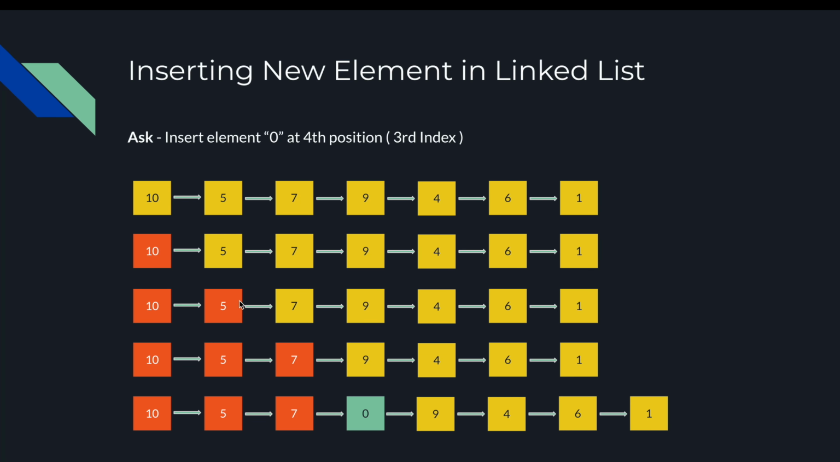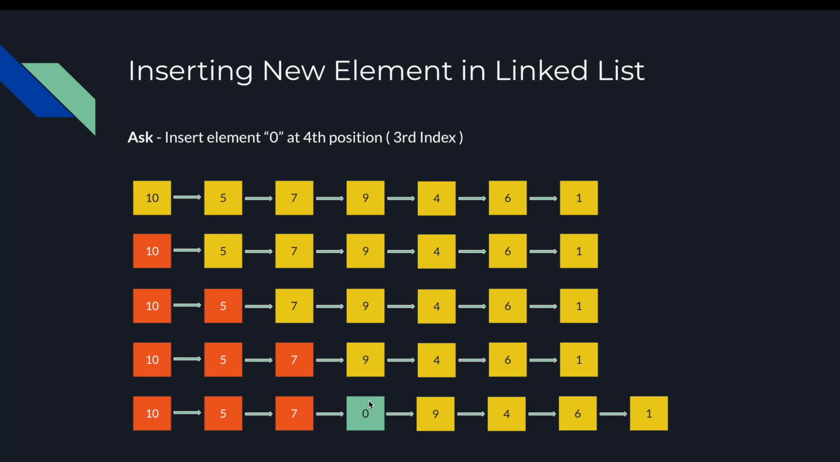And then take the reference from this node and move to the third node. And as the ask was to add 0 at fourth position, which means the fourth node, and currently we are on the third node, what we need to do is create a new node and assign the value 0 to it. After that, I added the reference to this new node into the third node, which means now the third node is pointing to the new node that has value 0 instead of pointing to the node that had value 9. So the ask is already fulfilled here.